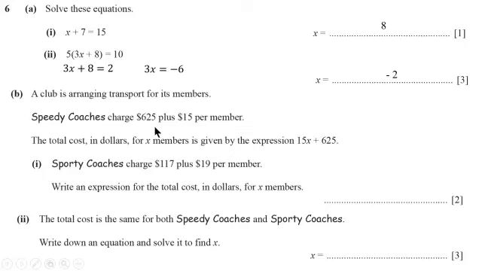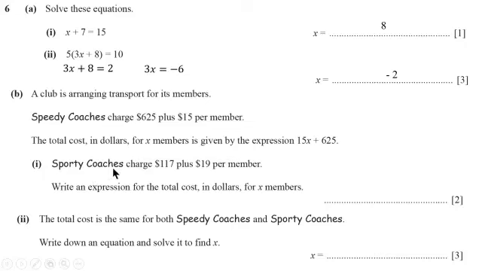Please concentrate with me. We have a fixed cost, which is 625, and a variable cost, which depends on the number of members. I mean that 625 doesn't depend on the members. If we have 0 members, we must pay 625. But for each new member, we will pay $15. If we have 1 member, we will pay 15. If we have 2 members, we will pay 30, and so on. If we have x members, we will pay 15x. So we can get this expression.